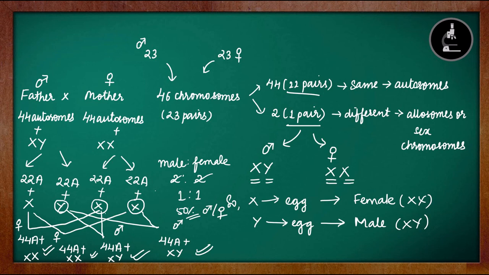If the sperm is having 44 autosome plus X, then it will be a female. If the sperm is having 44 autosome plus Y, it will be a male, because females are always XX. They do not have that Y chromosome to determine the sex of the child, whereas the males are XY, which means if X goes and fuses with the egg, it will be female. If Y goes and fuses with the egg, it will be male. So the sex of the child is determined by the male parent. So this is about the sex determination in human beings.